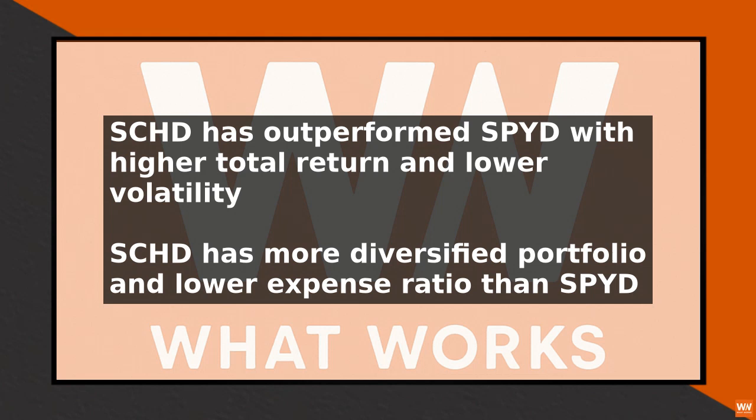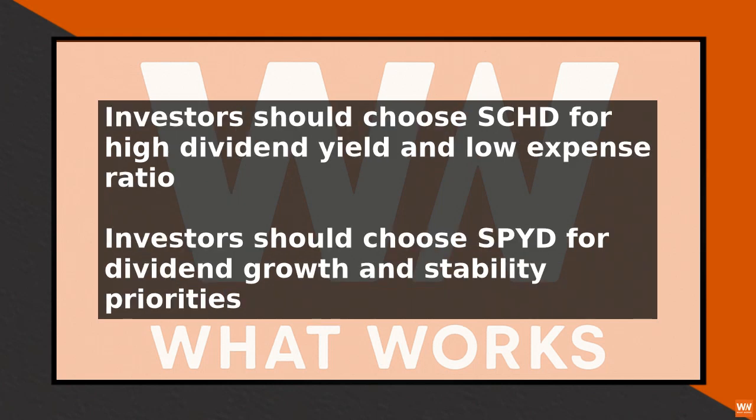So, which ETF should you choose in 2025? If you're looking for a high dividend-yielding ETF with a low expense ratio, SCHD may be the better choice. However, if you prioritize dividend growth and stability, SPYD may be a better fit. Ultimately, the decision depends on your individual investment goals and risk tolerance.